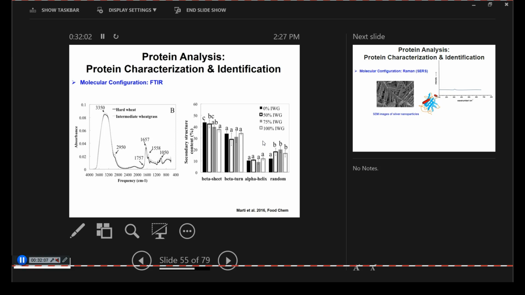The more we add intermediate wheatgrass, we have less beta sheet, which explains less stability of the dough. And the more we have intermediate wheatgrass, we have more random coil. So less beta sheet, more random coil. So that gives us an explanation of why that particular grain behaves differently in dough stability and strength.